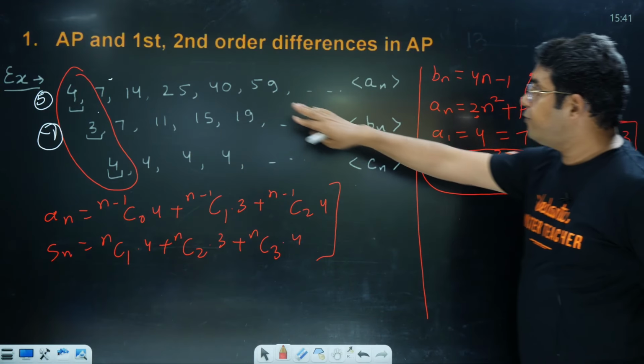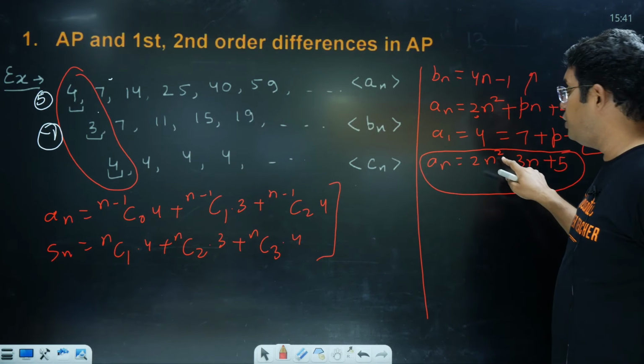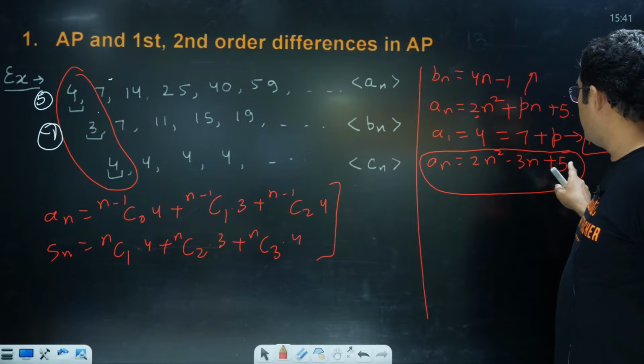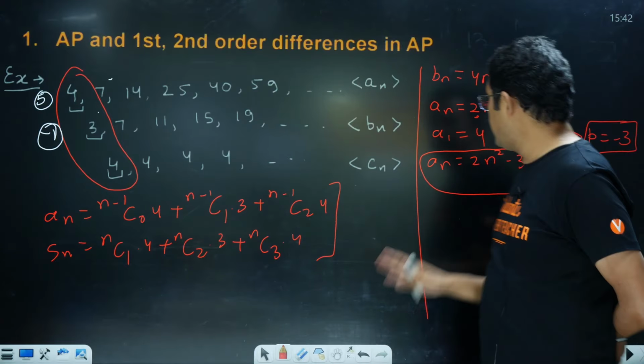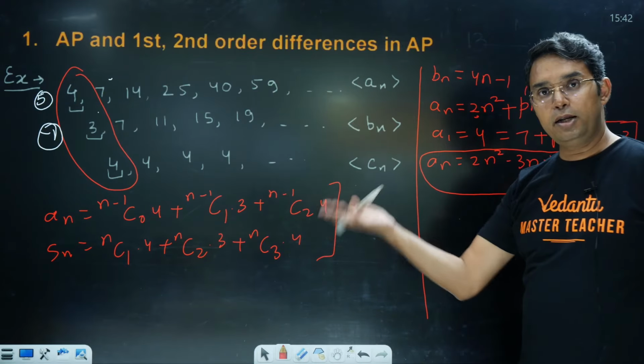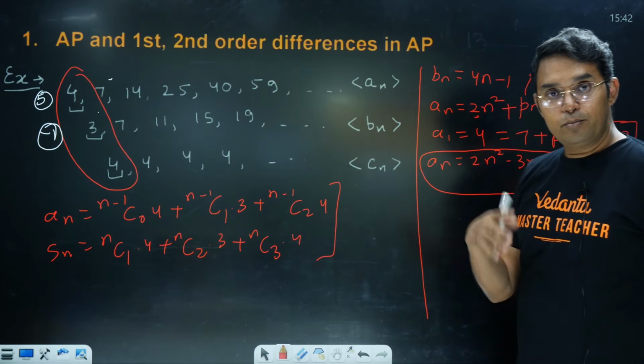Now you can check for n is equal to 2, it should give you 7: 2 into 2, 4 into 2, 8 plus 5, 13, 13 minus 6 is 7, that's correct. If you put n is equal to 3, it should give you 14 and so on. So this is the method to find an.